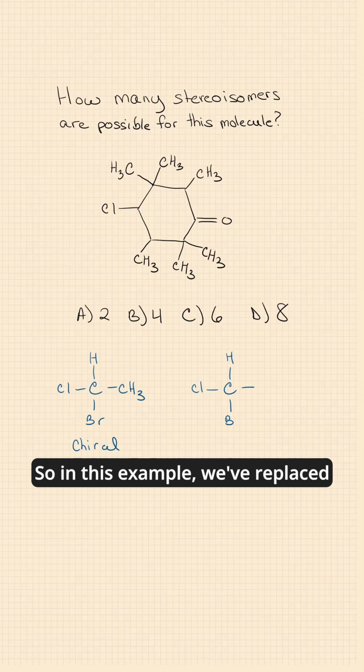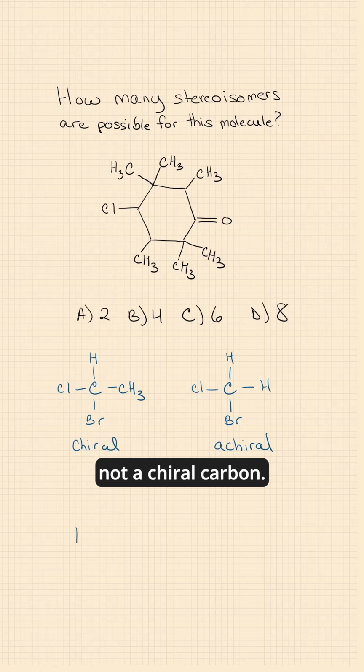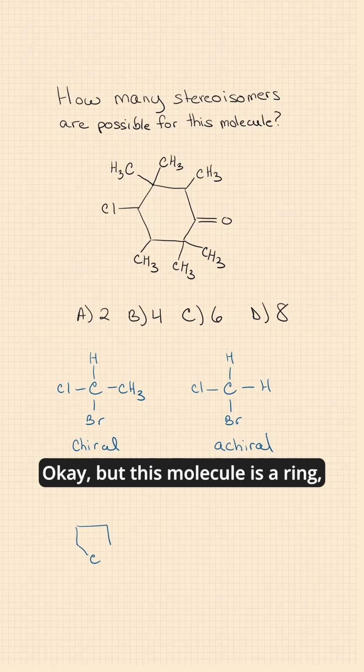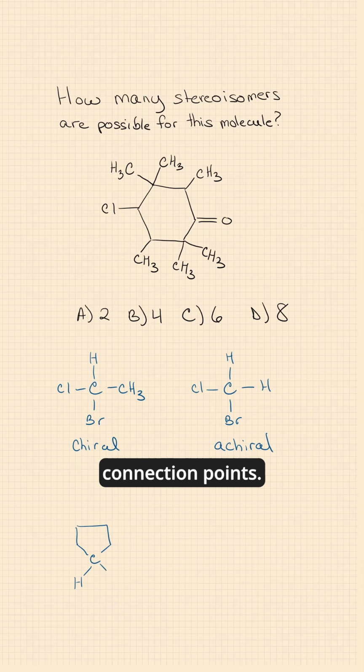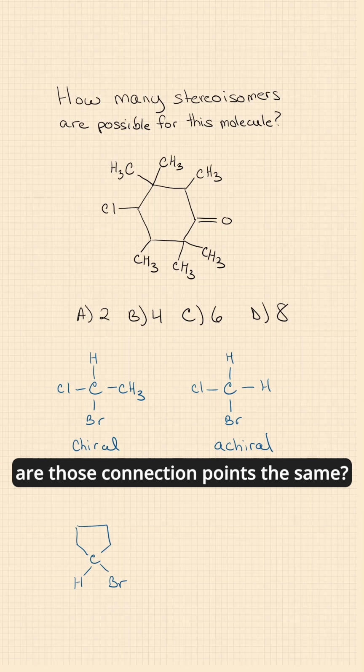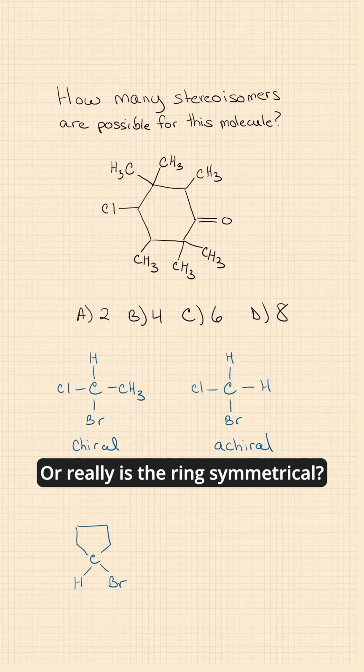So in this example, we've replaced that methyl group with a hydrogen. Now we have 2 of the same group, not a chiral carbon. Okay, but this molecule is a ring, so let's take a look at what rings do to our chirality. Our rings are going to take up 2 of our connection points, and the question is, are those connection points the same? Or really, is the ring symmetrical?